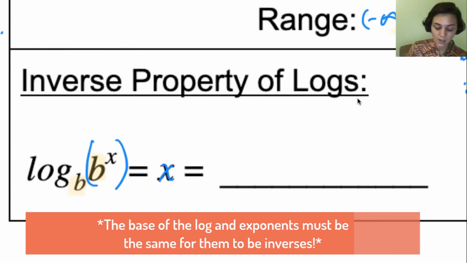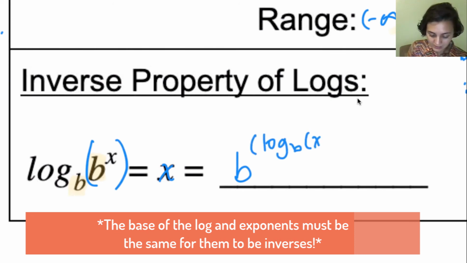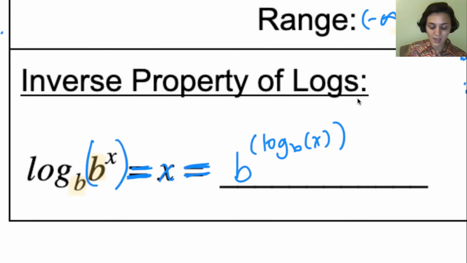And I could write this the other way around too. So if I had an exponent with base b, and in the exponent was a log with base b of x, the exponent and the log cancel each other out, and I would just be left with x. So that's why I have the equal signs on both sides, to show that they cancel out just the same way.